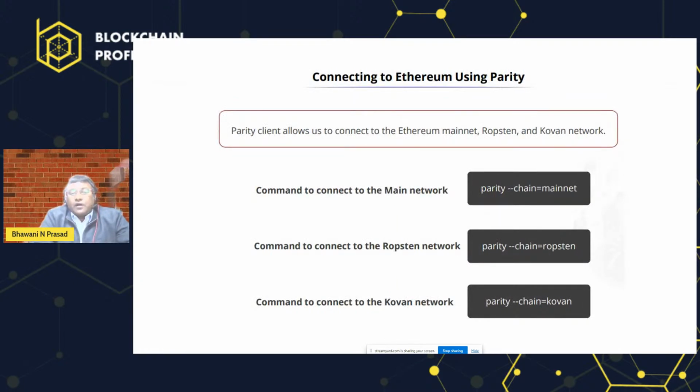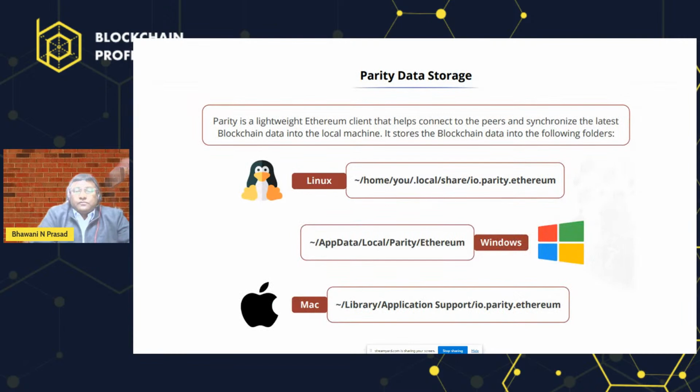And the commands to connect are also again very simple: parity --chain mainnet. So here we use chain. Parity data storage syntax is like this. In Linux you can create it in home .local share io.parity.ethereum, or on Windows you start with AppData, or on Mac Library Application Support. And it does synchronization.